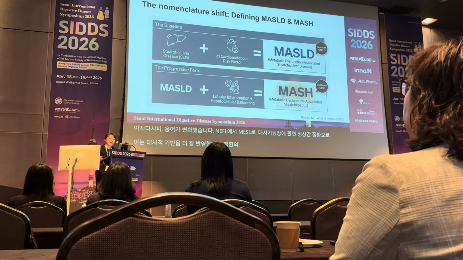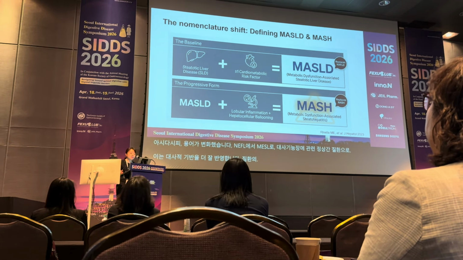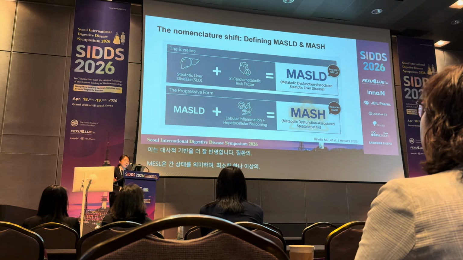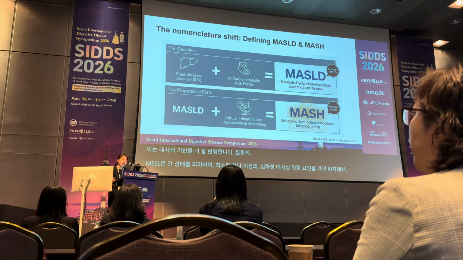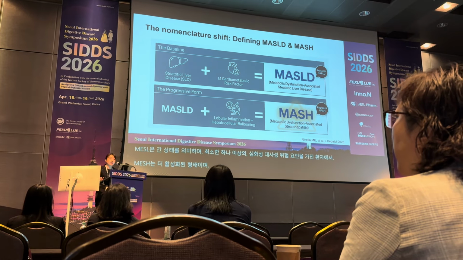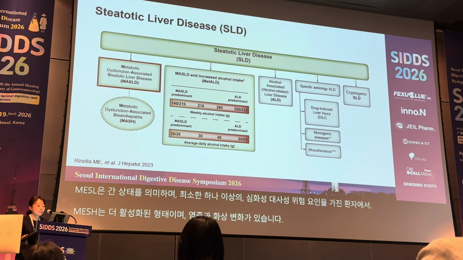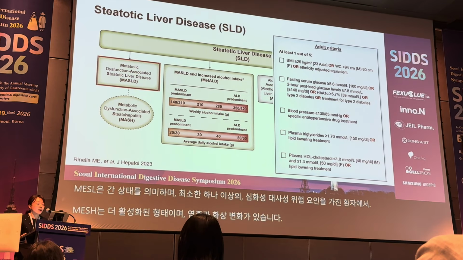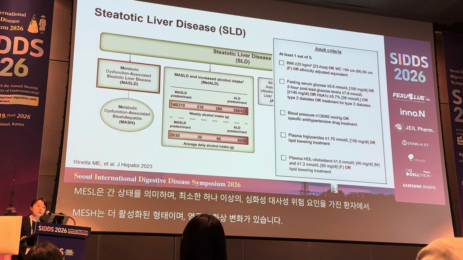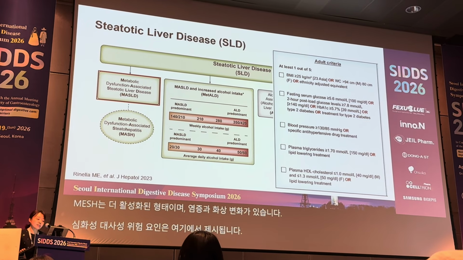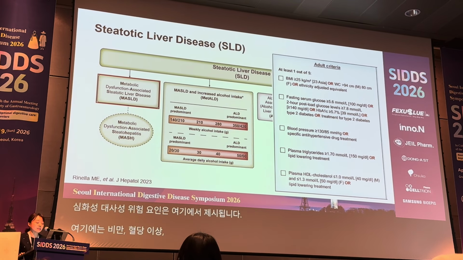MESL refers to hepatic statuses in patients with at least one cardiometabolic risk factor. MASH is a more active form with inflammation and ballooning change. The cardiometabolic risk factors are shown here. They include obesity, glucose abnormalities, hypertension, and dyslipidemia.